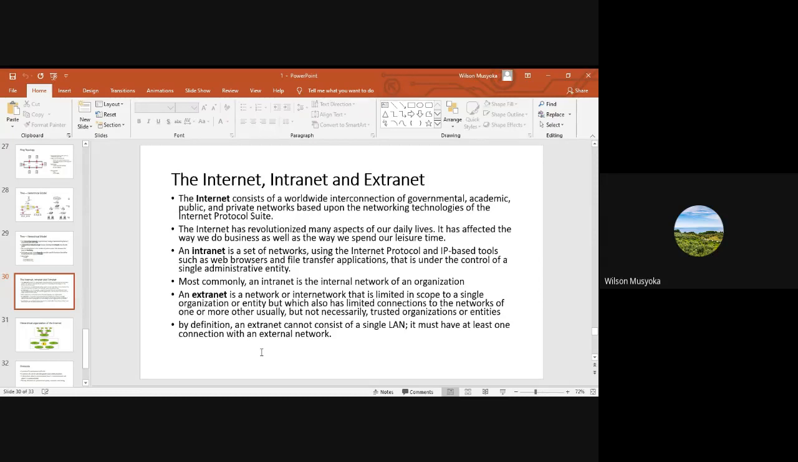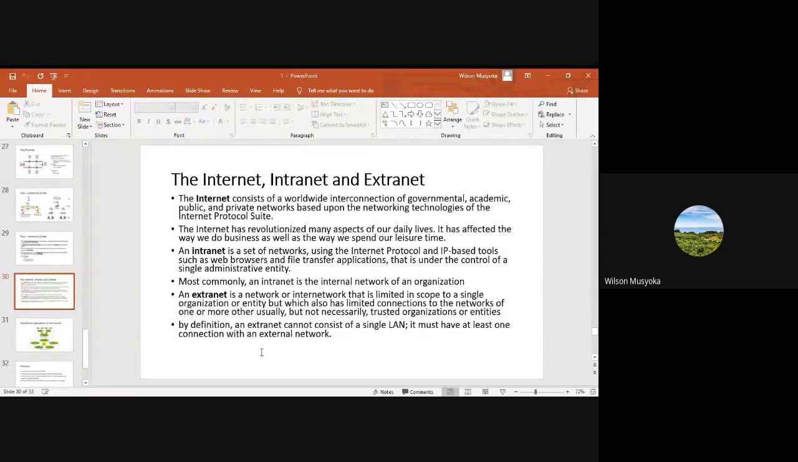So, we continue. I was explaining the difference between an intranet and extranet. We're saying both intranet and extranet are private networks. One of them has a single administrative entity, that is an intranet, where you will need to be authenticated before you get into that network, like a web browser, where you will need to give your username and password so that you can transfer files or whatever it is.